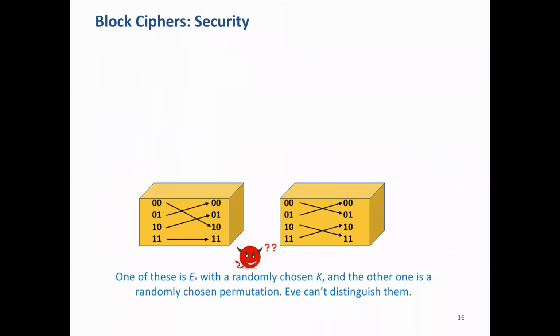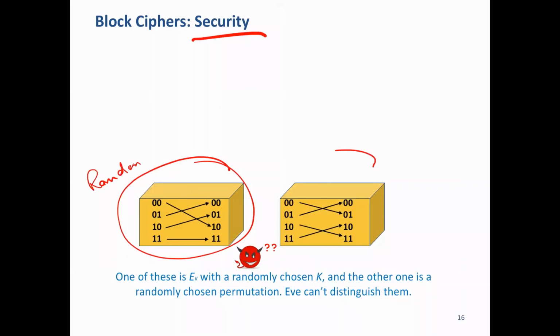All right. Okay. So how do you then have security of this? How do you define it then? Then you say that it has to be just a random permutation. Now let's say one of these is a random permutation, and the second one of these is through encryption.